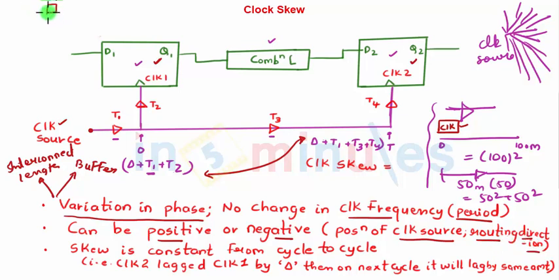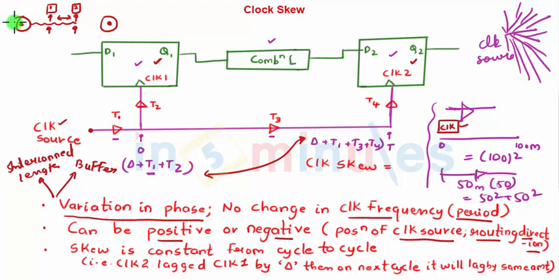If you are getting confused, this is my block and this is my clock source, and if I want to take the difference T2 minus T1, it will be a positive value. If my clock source is here, this will come first and this will come second, but because I want to take the difference of second and first this way only, this would be a negative value. It just shows how you are going to route your wires or place your clock source. In simple words, what you need to remember is clock skew can be positive or negative. Clock skew varies the phase but does not change the frequency or the period of my signal.